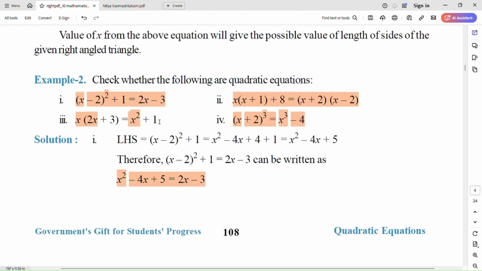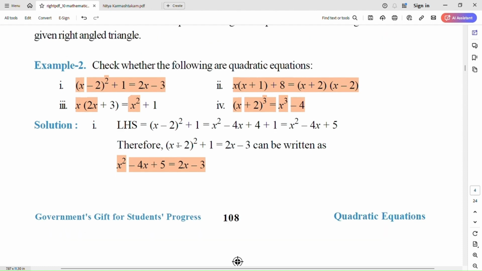Check whether the following are quadratic equations or not. The first one is x minus 2 whole square plus 1 equal to 2x minus 3. So obviously this is a quadratic equation. From the looks we can tell easily because there is an x square term on the LHS and there is no other x square term to cancel it, right? So you will have an x square term left when you finally simplify. So the example is solved here. Actually you can see this is what you will get, and obviously this is a quadratic equation. Correct?